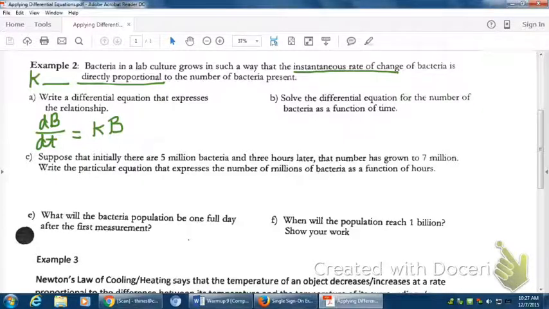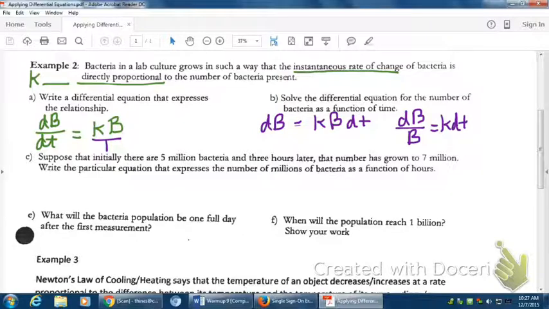And this is what you've been doing, where you get the B's together and the T's together. I wrote them with B's and T's so that it represents the problem. If I cross multiply, remember this is like over 1, so that would be dB equals kB dt. I really just need to divide by the B, so I get dB over B equals k dt. Find the antiderivative. So that would be natural log of B equals kt plus C, because t is the variable.